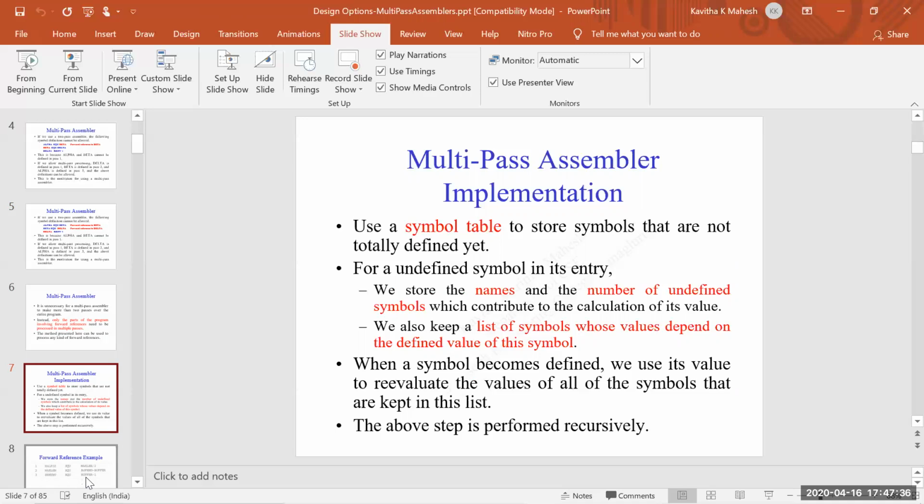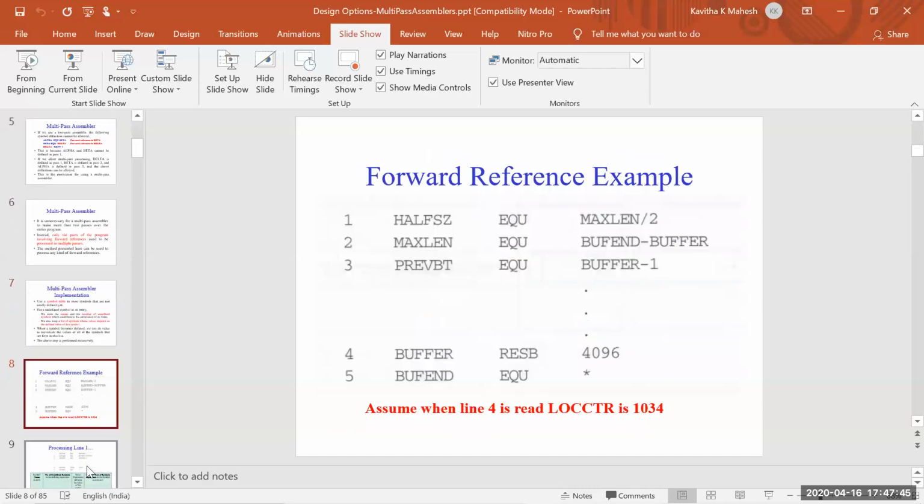In order to understand this further, we will take a simple example and see how multi-pass processing works. So this is an example program segment which involves forward references in symbol definition. The segment consists of 5 statements.